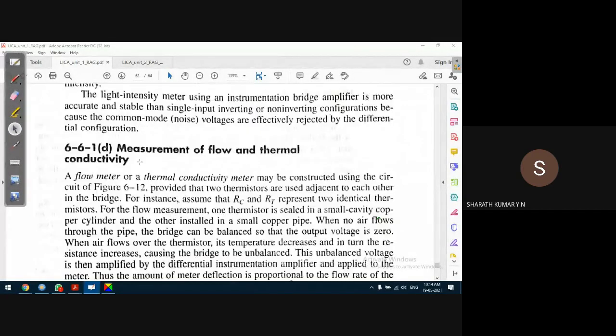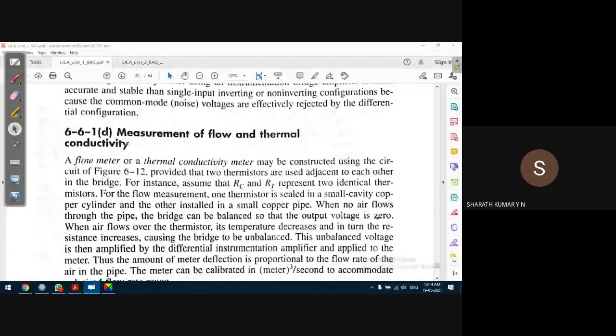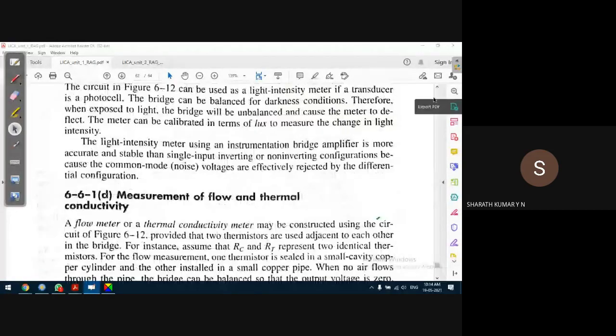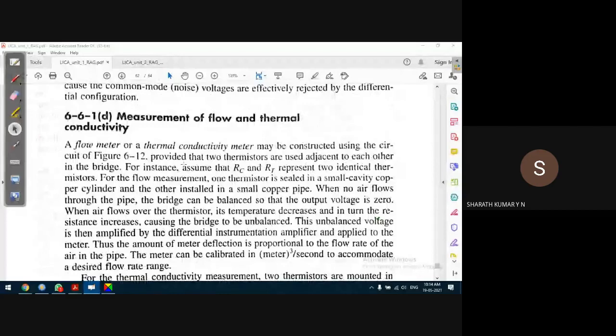Next is measurement of flow and thermal conductivity. In this case, we can make use of two thermistors. It is also called a flow meter or thermal conductivity meter. It can be constructed from the instrumentation amplifier that we discussed. In this case, two thermistors are used next to each other in one of the arms of the bridge.